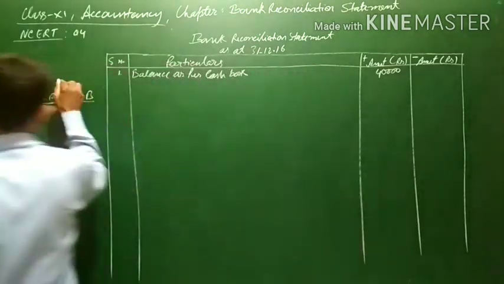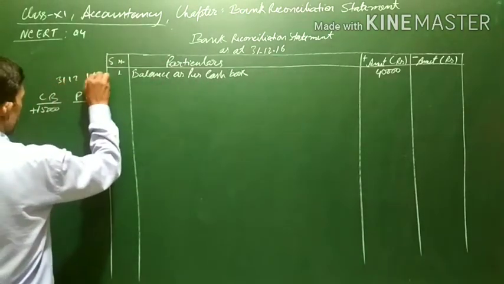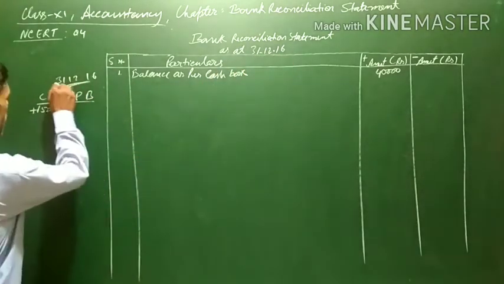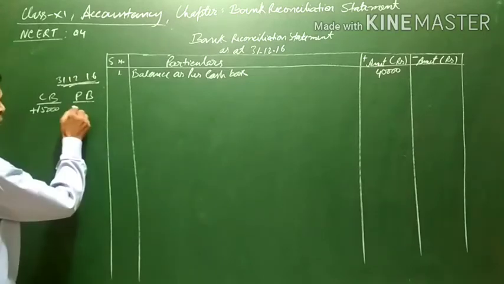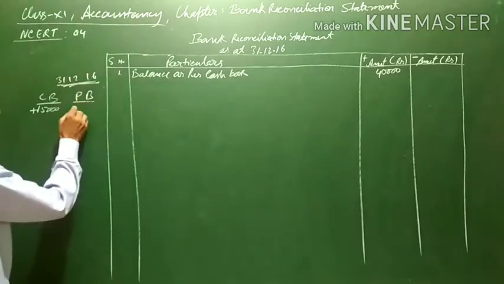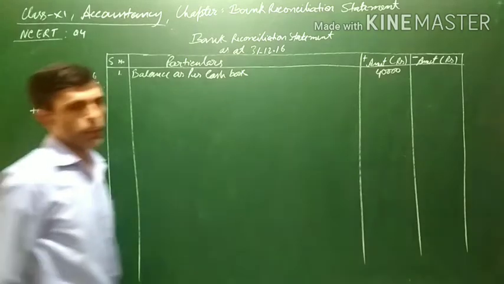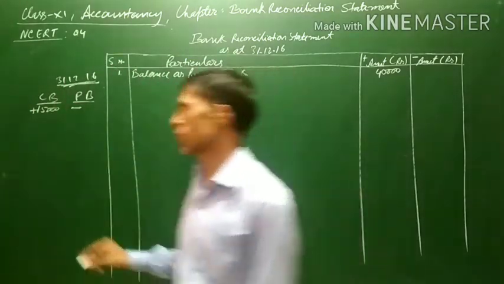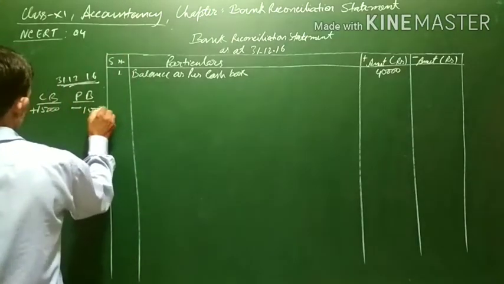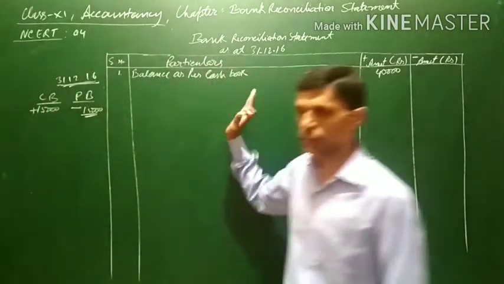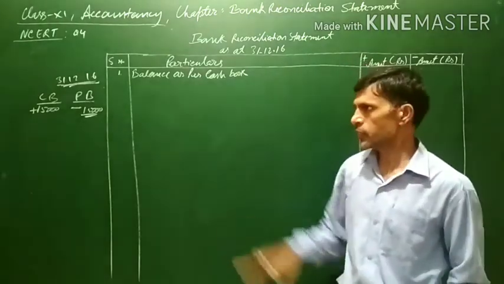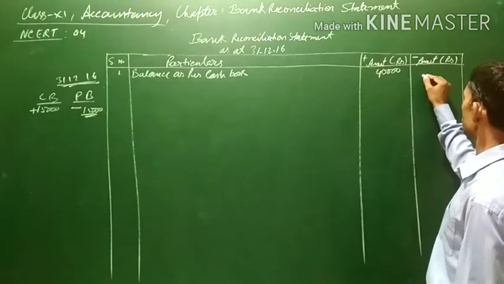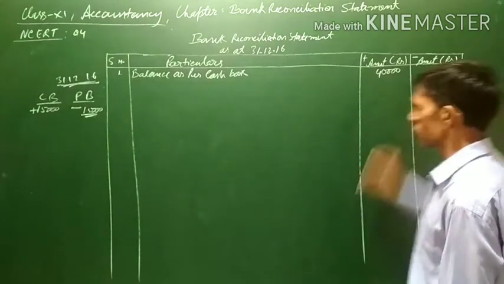Till we are preparing this up to 31/12/2016, and up to this date it was not credited, which means there was no addition in the passbook. So the balance in the passbook will be showing 15,000 less. So here the second point is that the passbook balance will be showing 15,000 less, so in the minus column we will write 15,000.